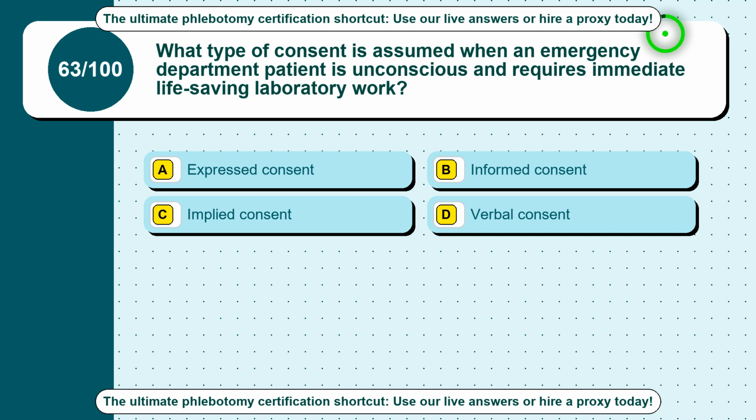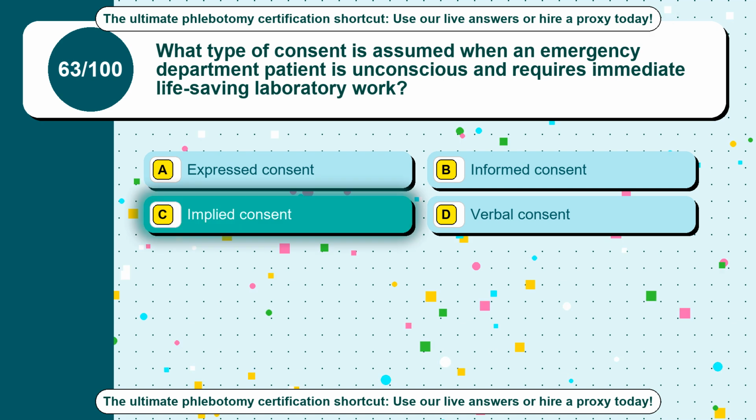Question 63. What type of consent is assumed when an emergency department patient is unconscious and requires immediate life-saving laboratory work? Option A. Expressed consent. Option B. Informed consent. Option C. Implied consent. Option D. Verbal consent.